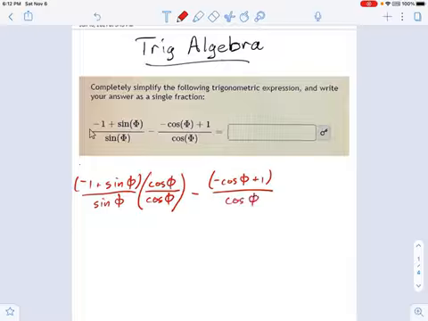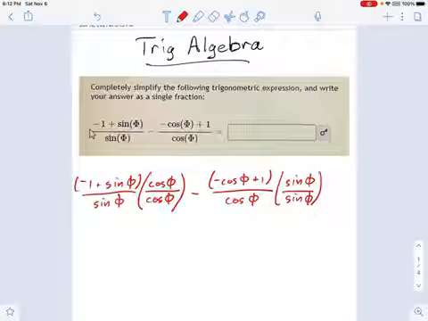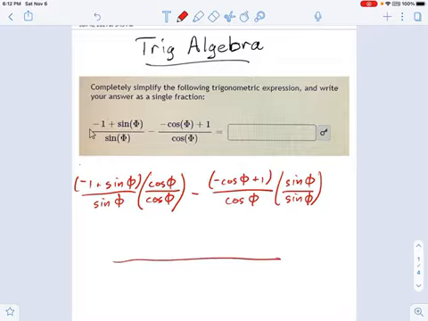And what's the fraction on the right missing that the one on the left has? Well, that's just sine phi over sine phi. Okay, so now both denominators will have sine times cosine. And when the denominators are equal, that means we can write it as one big fraction where we just keep track of what's happening on the top.